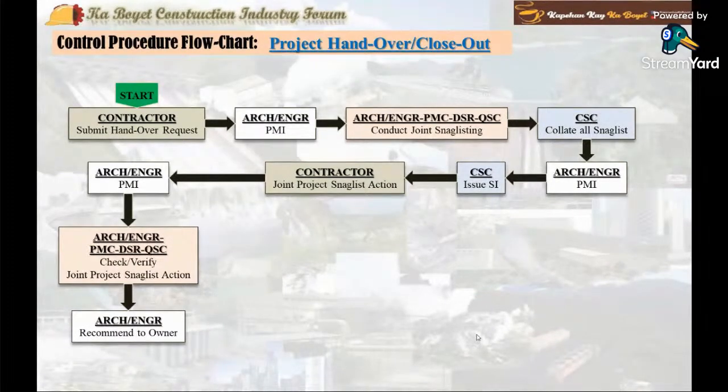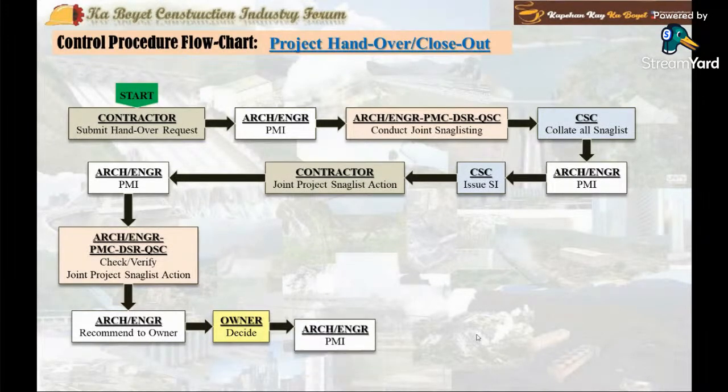After this, the project architect engineer makes a recommendation to the owner. Then the owner, upon the recommendation of the project architect engineer, decides and issues the owner's formal decision to the project architect engineer. Then the project architect engineer, through the consultant, again issues a formal PMI attaching the owner's formal decision.